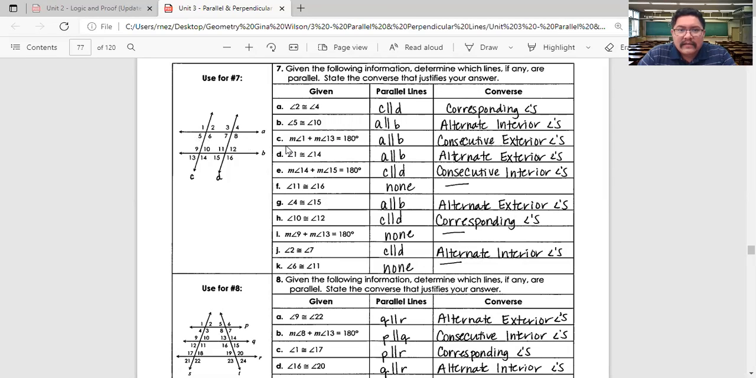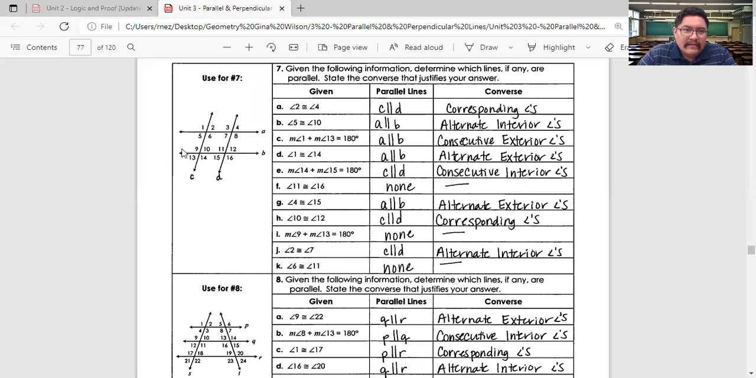And let's see, next one here, we got part C. It's telling us that angle 1 and angle 13. Okay, so 1 is here, 13 is there. It says that they add up to 180 degrees. So again, 1 and 13, our transversal would be C, and the parallel lines we're talking about would be A and B. So A and B is being proved that it's parallel.